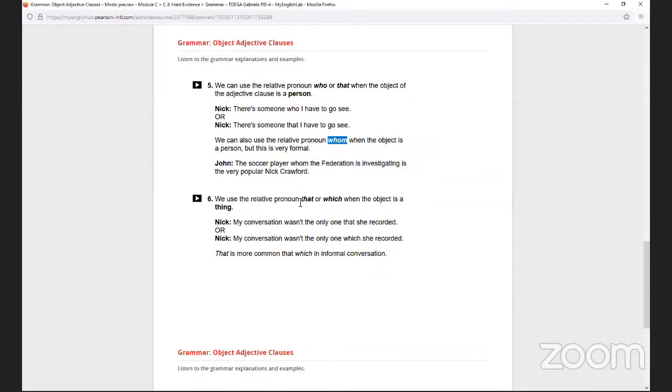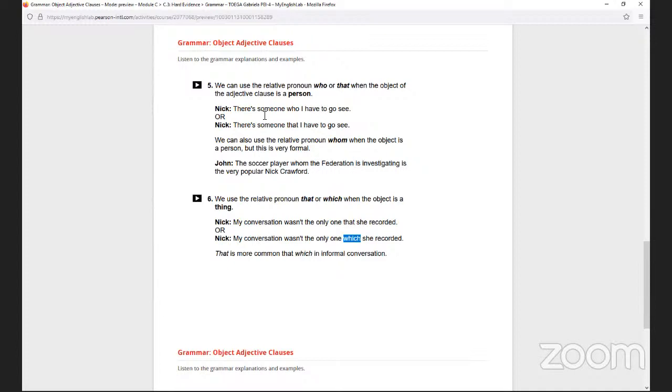We have that or which, when we talk about objects, things, right? So, my conversation wasn't the only one. In this case, I am talking about my conversation. It wasn't the only one that she recorded, right? That's why I am using that. Or if I want to make it a little bit more formal, I will use which. But always these object pronouns have to be in the middle of the sentences.